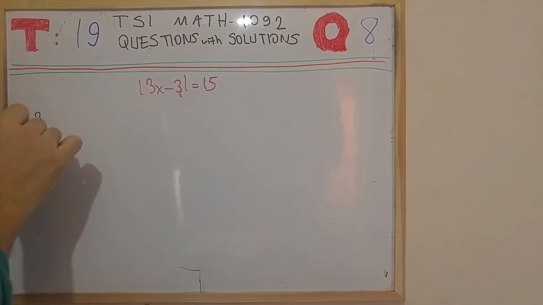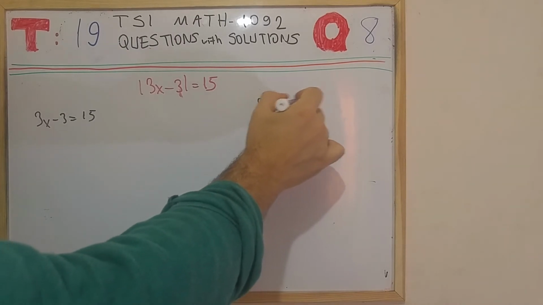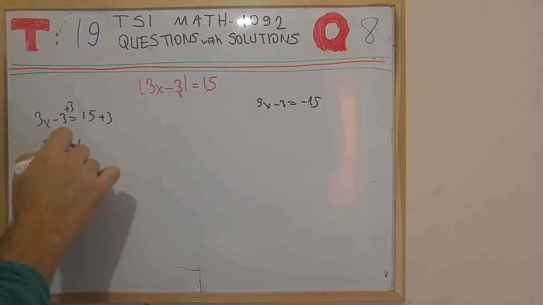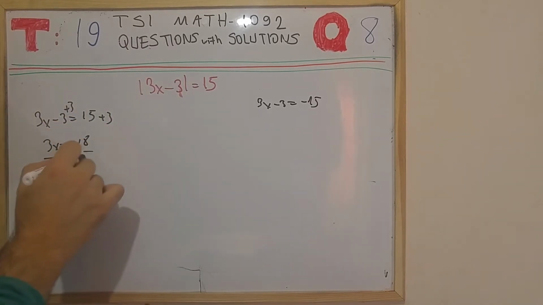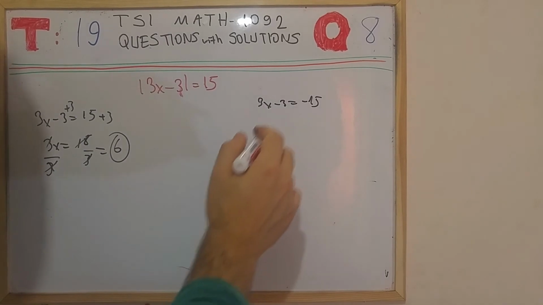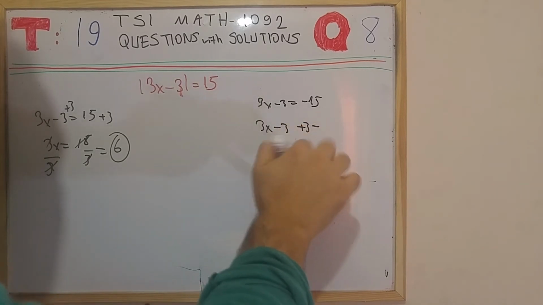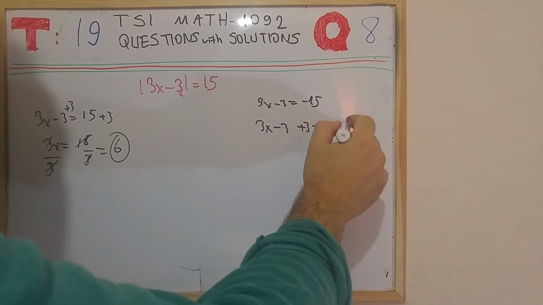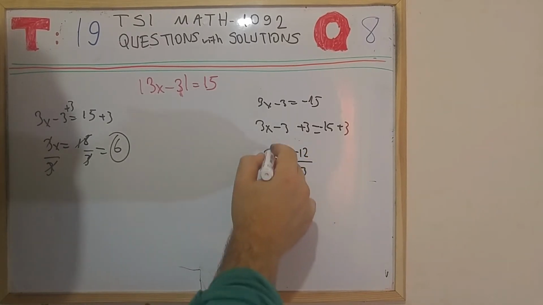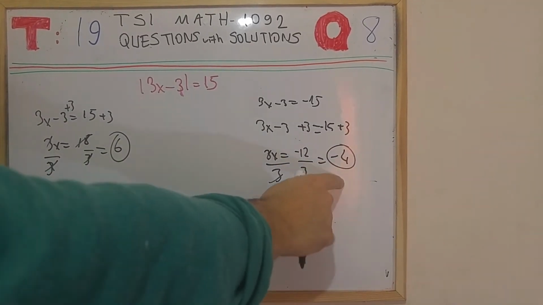This means that either 3x minus 3 is equal to 15, or that is equal to minus 15. When I add 3 to each side, 3x is equal to 18, and when I divide each side by 3, x is equal to 6. This is one of the possible values. For the other case, 3x minus 3 plus 3 is equal to minus 15 plus 3. So 3x is equal to minus 12, and x is equal to minus 4. And they are asking me the smallest possible value, that is equal to minus 4.